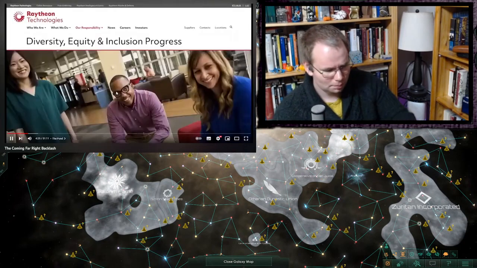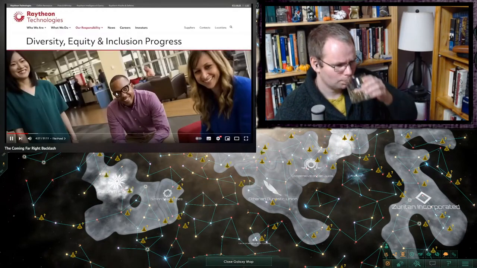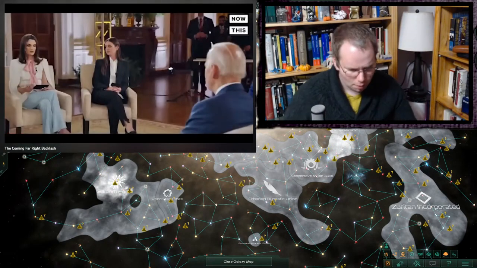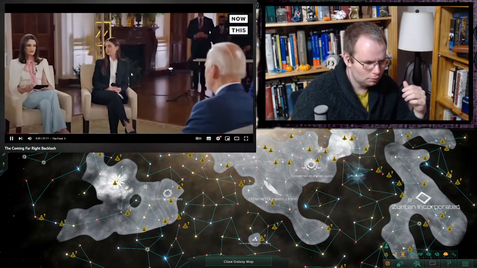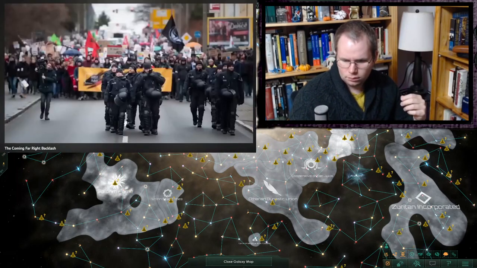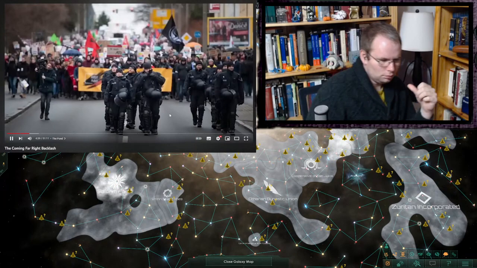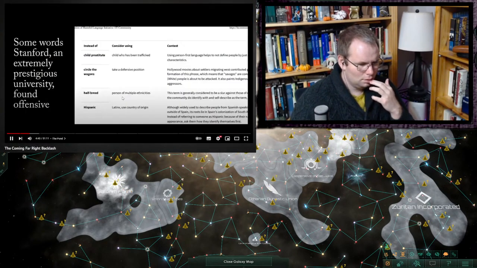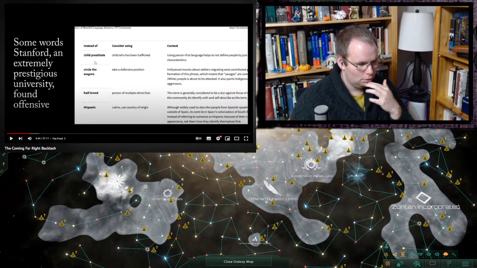Contractors, significant parts of religious institutions, in the United States, the presidency, and large parts of the legislature are run by left-wingers, and often very radical ones at that. Although the right occasionally wins elections, the left runs every major institution in society. The quote-unquote rebels and oppressed now run society. As befits... Some words Stanford, an extremely prestigious university, found offensive.